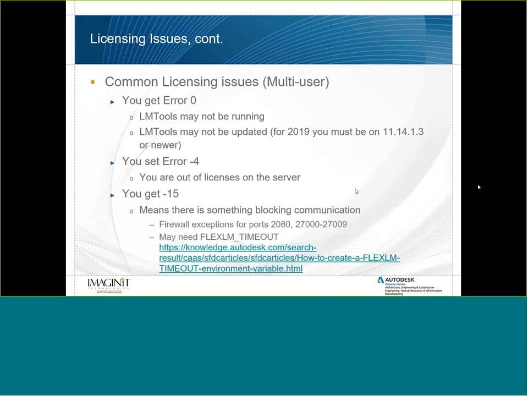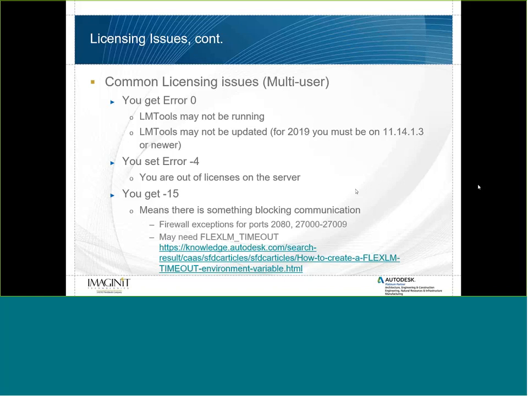And the last most common error is a -15. Usually that means something is blocking the communication. A -15 means that, hey, I can talk to the server, but I'm not getting a response back. Where we generally see that coming from is there is an exception that needs to be written into the firewall. So for example, if the firewall is turned on and it's not blocking the inbound communications, it may be blocking the outbound communications. So we usually set firewall exceptions for port 2080, which is what ADSK Flex runs off of.